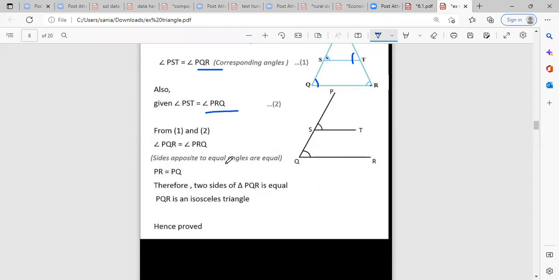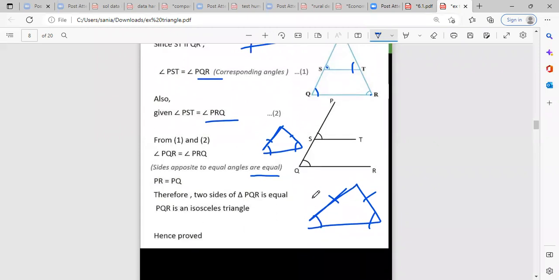So sides opposite to equal angles are equal. You have this property, I think we did it in 8th class. If angles are equal, for example these angles are equal, then these two sides will also be equal. This is a property of a triangle: if opposite angles are equal, then their opposite sides will be equal, and if opposite sides are equal, then their angles will be equal.